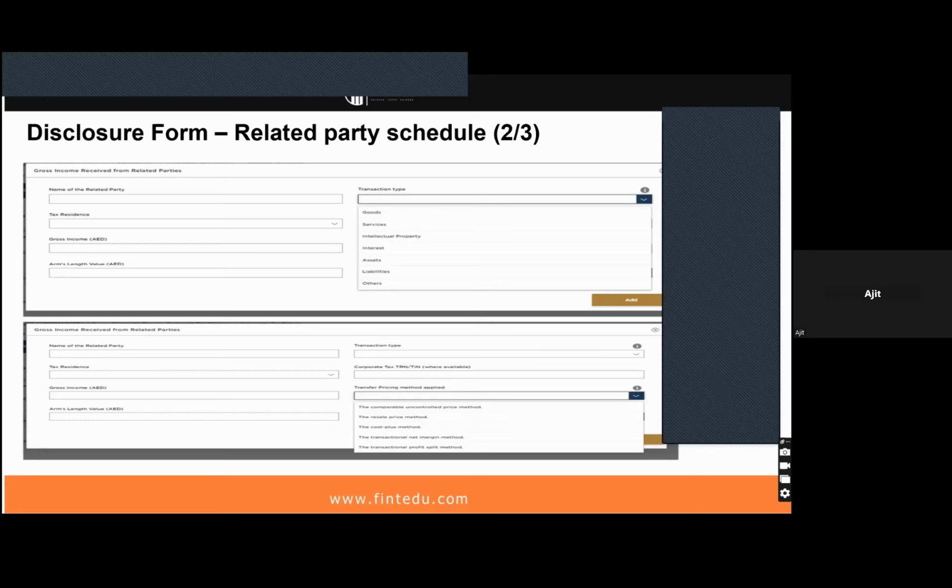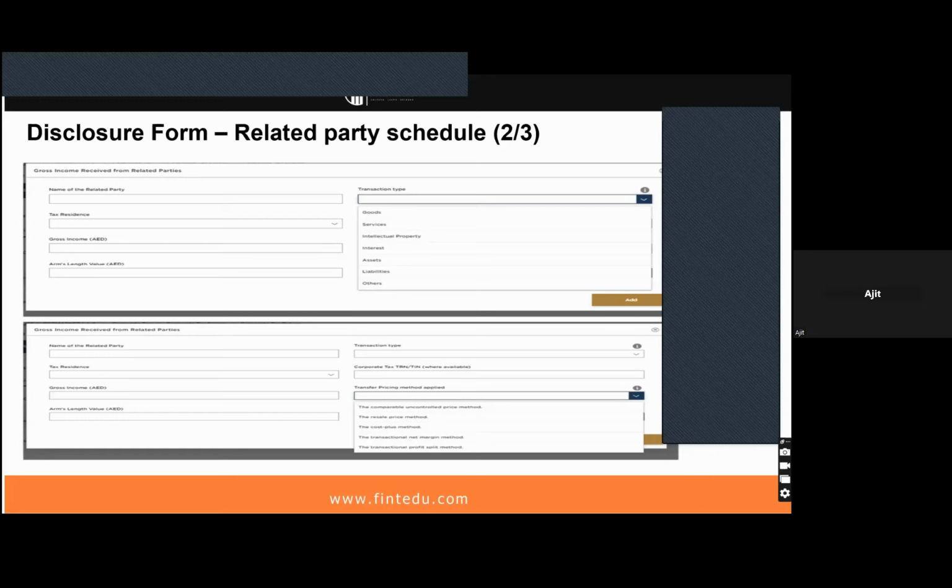Others can be, let's say, a reimbursement, a cost-to-cost reimbursement. There can be some other transactions in the nature of a cost contribution arrangement, which may not be part of this. So there can be various scenarios where transactions do not fall into these categories, and they may come into the others section. So these are the broad transaction types.